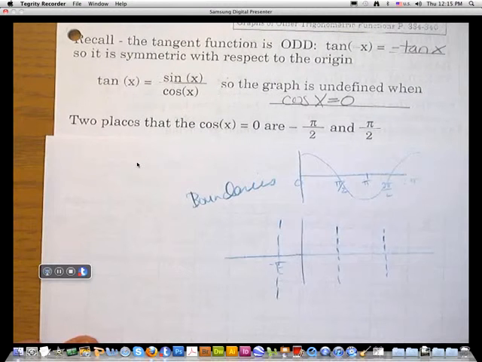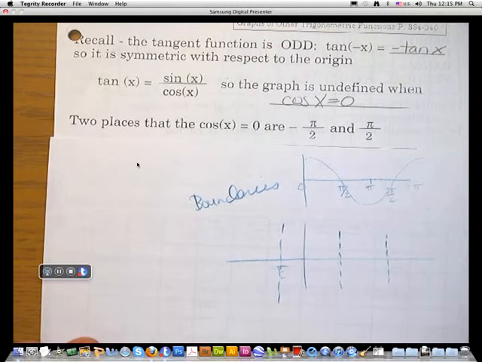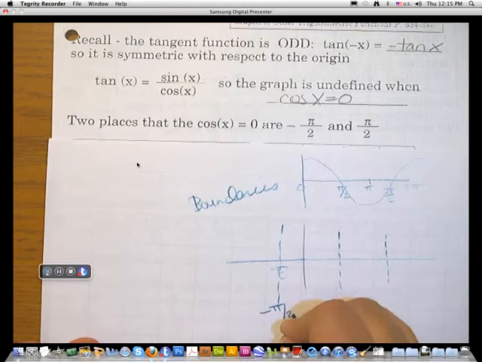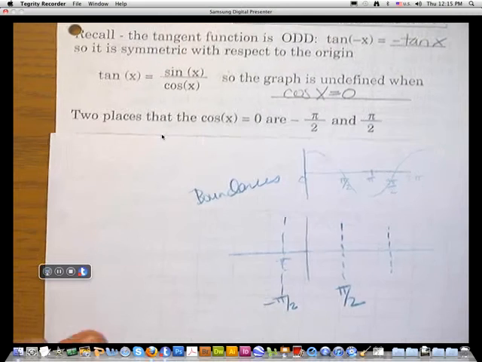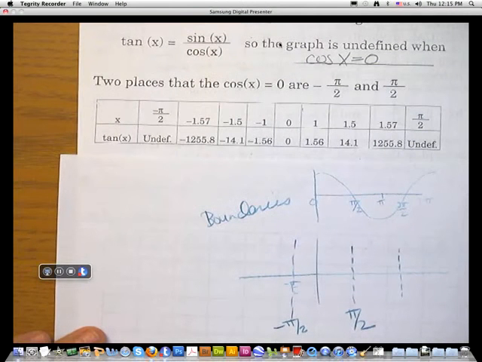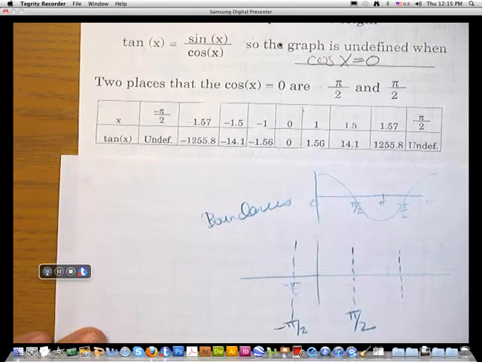for tangent. Now remember when we just did sine and cosine the last few days, sine and cosine had boundaries at 0 and 2 pi. Well, tangent is going to have boundaries at negative pi over 2 and pi over 2. You need to be able to fill in a t-table according to that. If you have x and tangent of it, those are the values that you get.